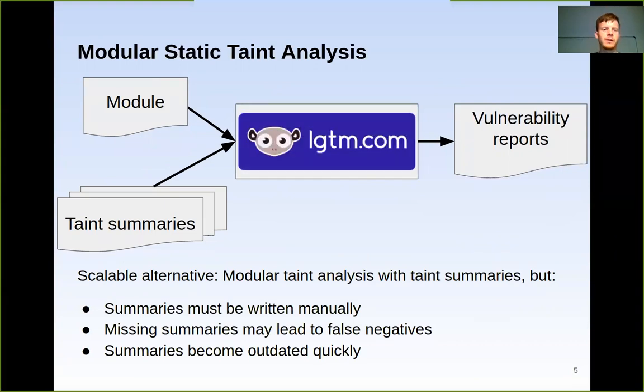For example, the LDGM analysis. Because the module that is being analyzed may interact with other modules, it is necessary to supply handwritten summaries of how taint flows through these modules. Writing summaries is both time-consuming and error-prone, and if summaries are missing or incorrect, the analysis may report false negatives.